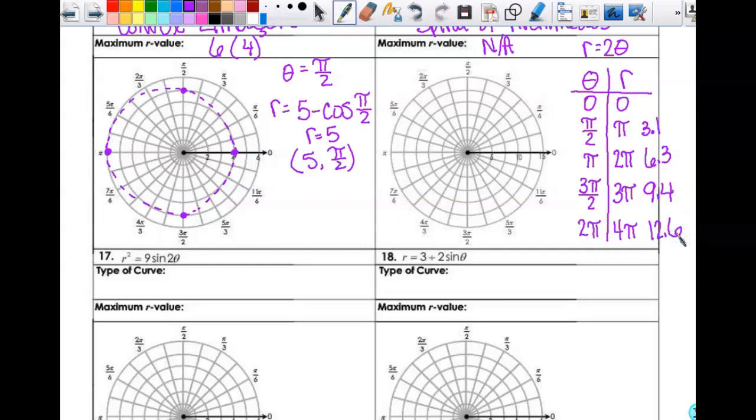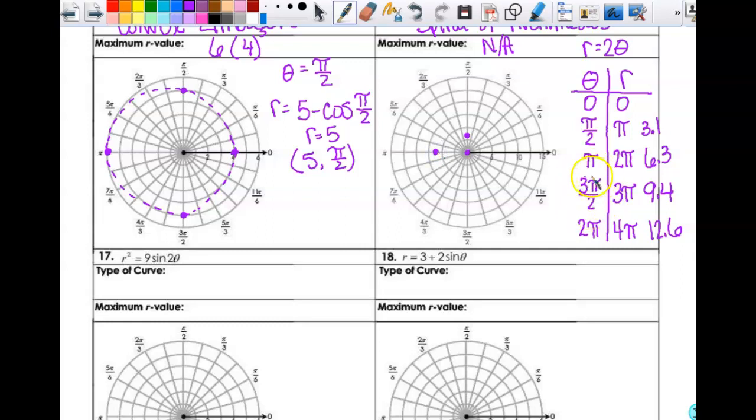Okay, so when I go to graph them, when theta is 0, my radius is 0. When theta is pi halves, my radius is about 3.1. So if this is 5, this is 2.5, 3.1 would be somewhere right about there. Then when my theta is pi, my radius is about 6.3. So here's 5, 6.3, I don't know, somewhere right about there.